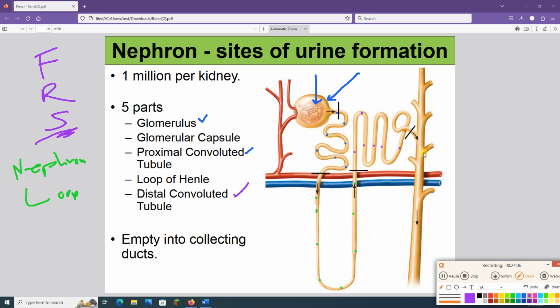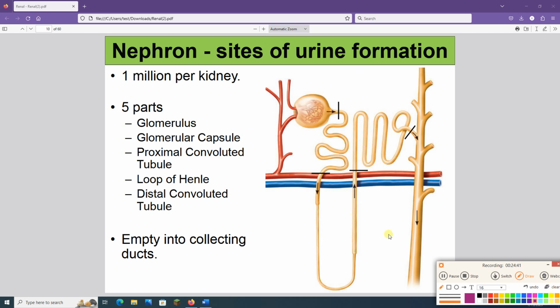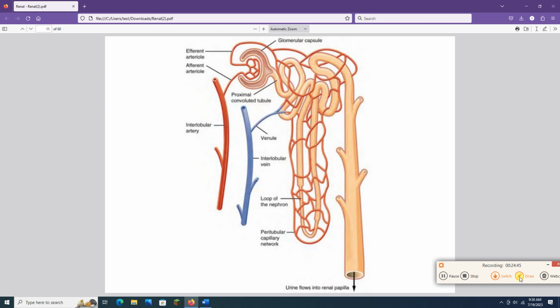And this big tube that we see is going to get a bunch of nephrons emptying into it. These are all ends of nephrons here. And this big guy is called a collecting duct. It collects the urine from the nephrons. It travels down the pyramids. And the collecting ducts eventually merge together, get bigger and bigger. And collecting ducts empty at the renal papillae. Okay, fantastic. Let's go through all of these one at a time.